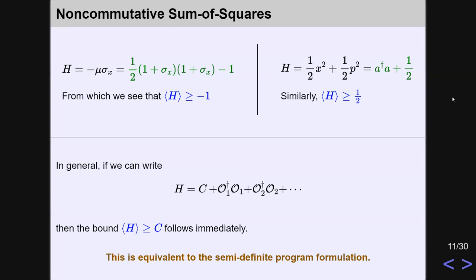It is a theorem that this is in general equivalent to the semi-definite program formulation. I won't prove it here, but these are called the dual problems, the dual formulations of the SDP. This method is called non-commutative sum of squares. And if you prefer thinking about it this way for intuition's sake, sometimes it is useful.